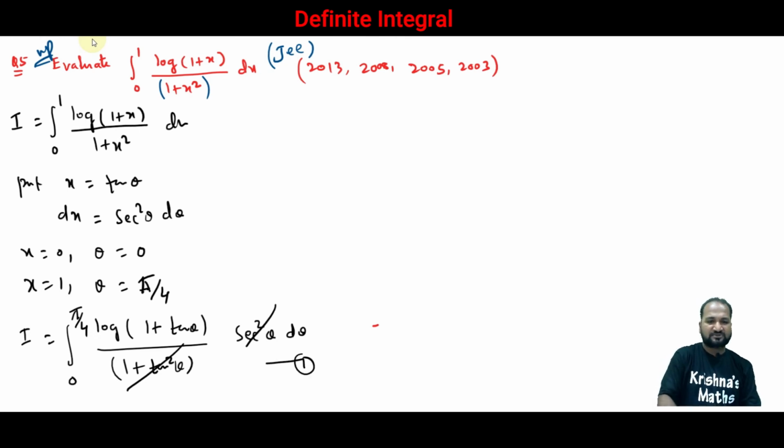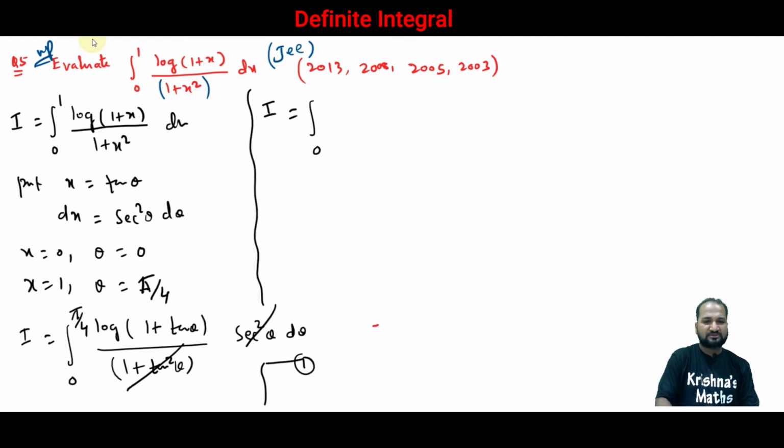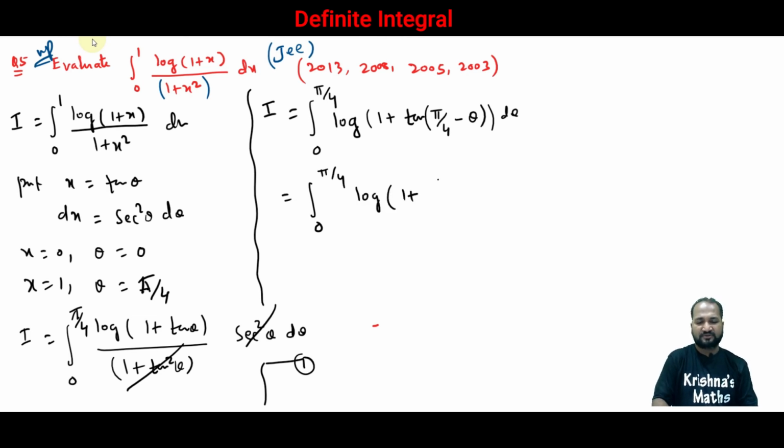So let this be equation number 1. Now let us use the property: integral 0 to a of f(x) dx equals integral 0 to a of f(a minus x) dx, which here is pi by 4 minus theta, into d theta. So this is equal to the integral from 0 to pi by 4 of log of (1 + tan(a minus b)), where tan(a minus b) is equal to (tan a minus tan b) divided by (1 + tan a tan b), that is tan(pi by 4) minus tan theta over 1 + tan(pi by 4) into tan theta, into d theta.